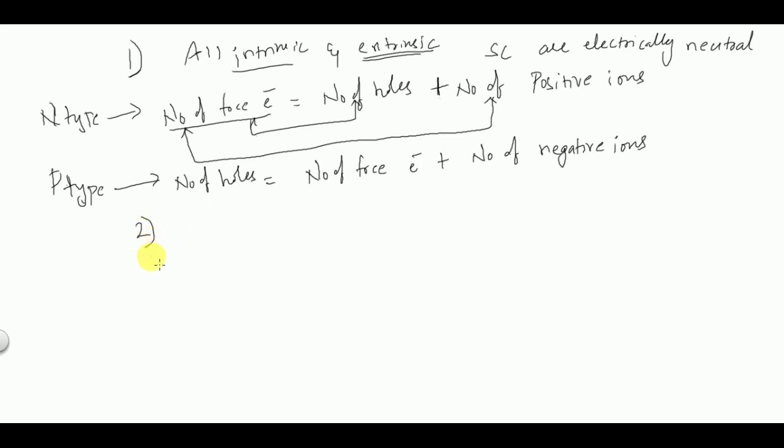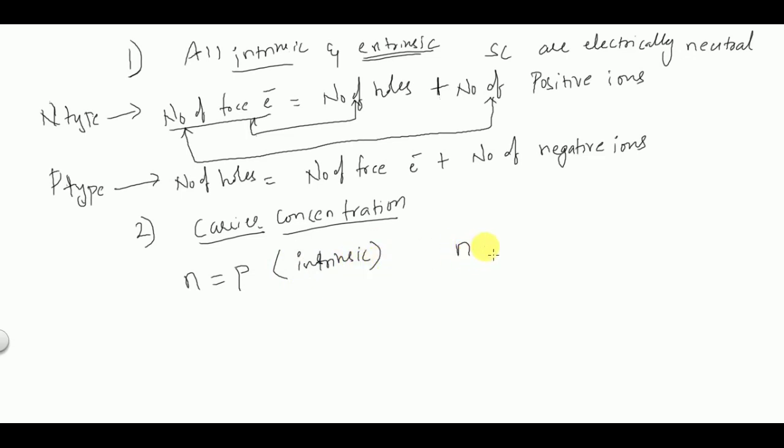The second important point is to comment on the type of semiconductor. If a semiconductor is given and you are asked whether it is P-type or N-type, always compare their carrier concentrations instead of currents. If the total number of free electrons is equal to the total number of holes, then that semiconductor is called an intrinsic semiconductor. If the total number of free electrons is not equal to the total number of holes, then it is called an extrinsic semiconductor.